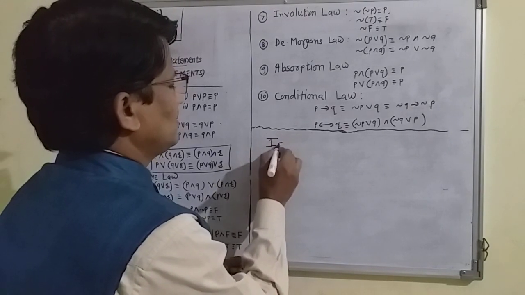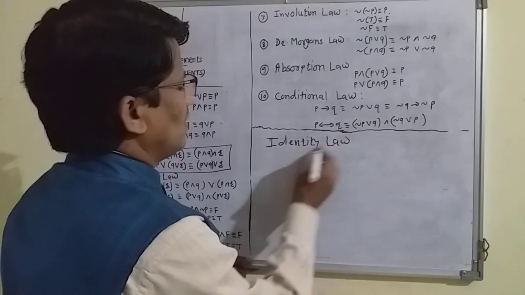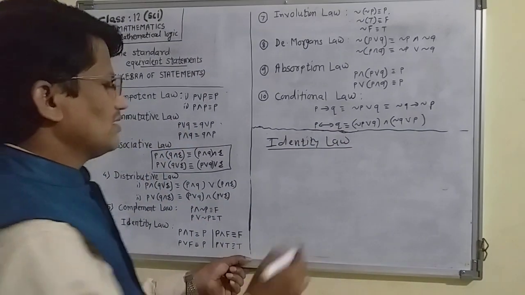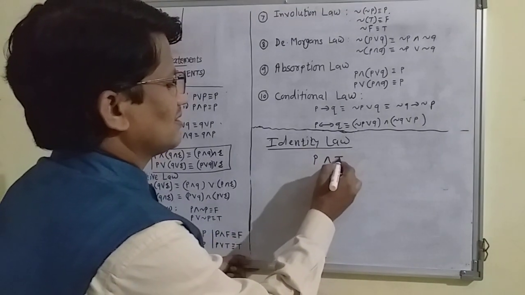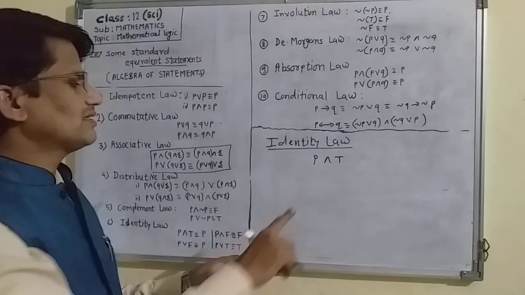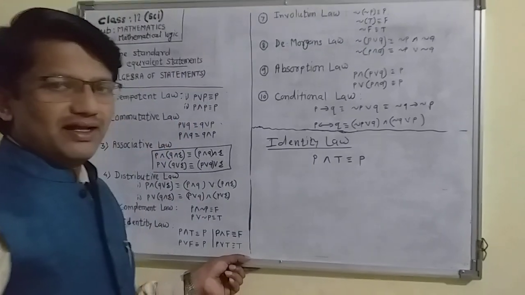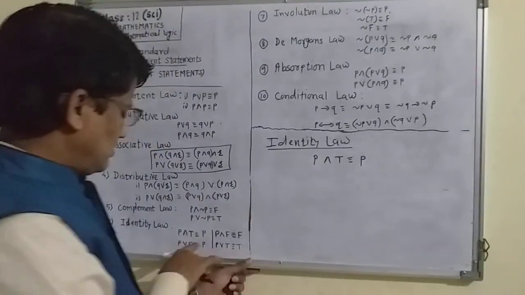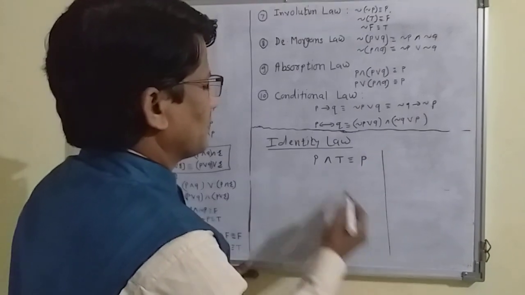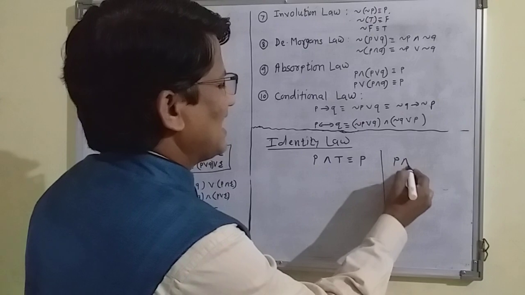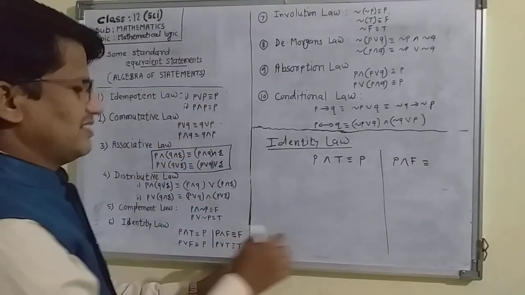Identity law, an important one. This is the identity law. Suppose P is any statement connected with T. What will be the result? The result is P. P and T, result is P. In the same way, P and F, instead of T use F, and the result is F.